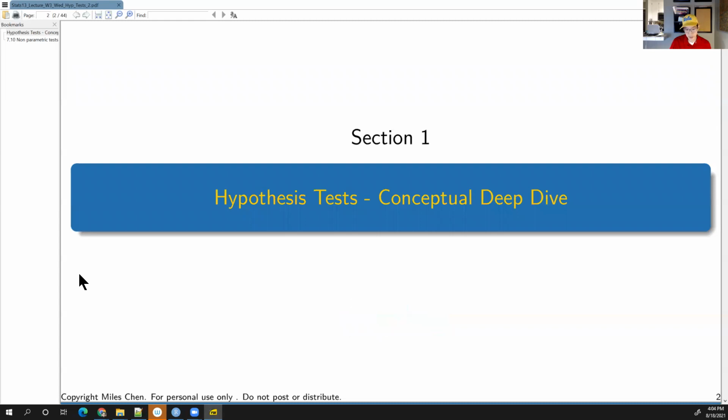We introduced hypothesis testing on Monday as maybe the other side of the coin for confidence intervals, at least when we're talking about the T-test. And then there's a lot more to cover kind of conceptually. And so we'll spend a large portion of today's lecture covering that.